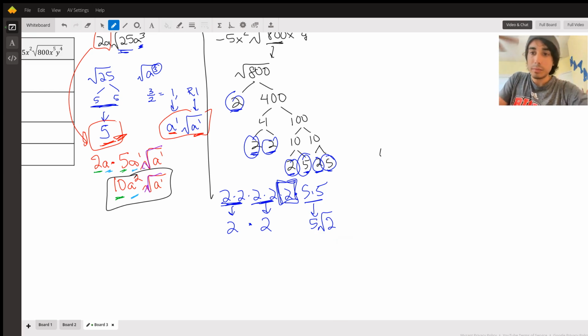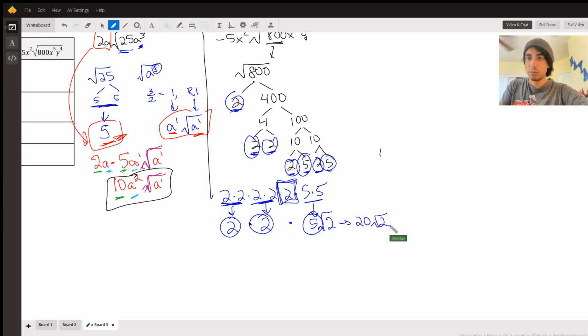All right. And again, everything on the outside gets multiplied together. So I'm going to do 2 times 2 times 5. That's going to give us 20. So that is 20 on the outside, square root of 2.